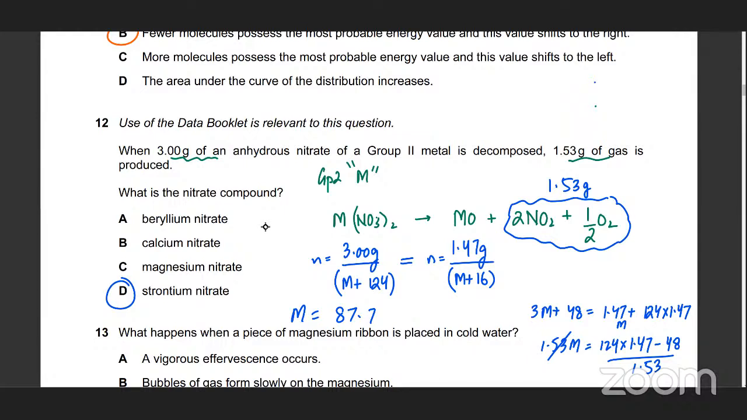Sir, if we go for the cross multiply method, like if 3 gram is producing 1.53 gram, and then we compare the MR, M plus 124 is equal to 108, and then we cross multiply, we will get the same answer. 3 grams equate 1.53 gram, and then we equate the ratios, MR and then cross multiply. हाँ ठीक है, you could have gotten the answer that way as well.